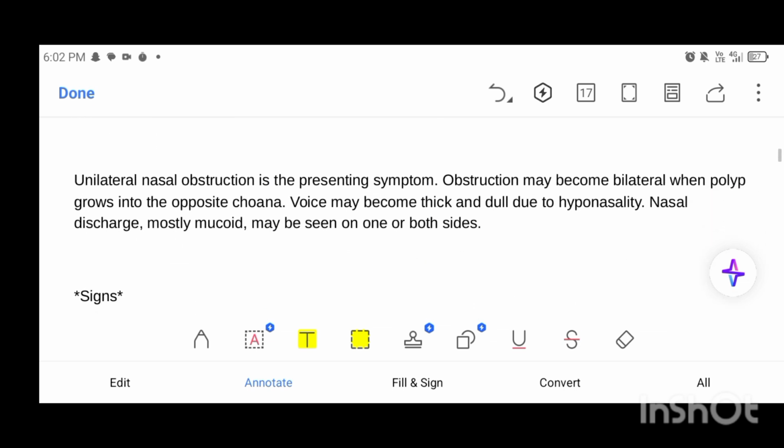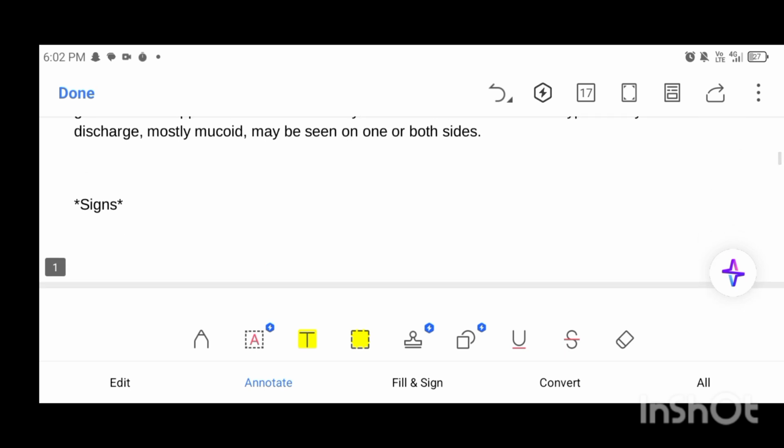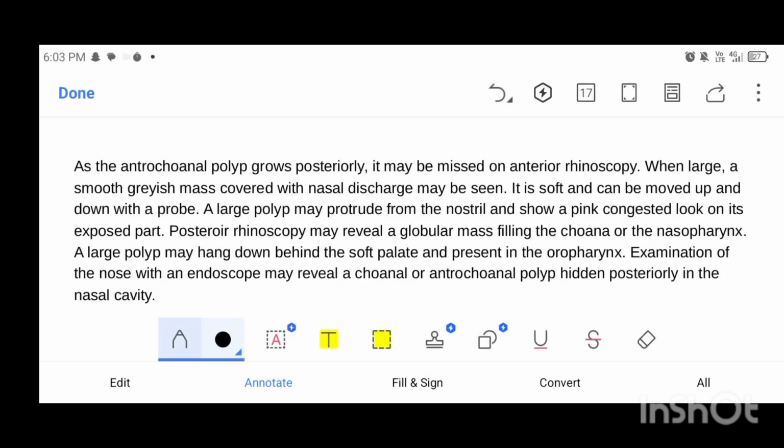Symptoms: usually the patient presents with unilateral nasal obstruction, and obstruction may become bilateral when the polyp grows into the opposite choana. It means that the polyp may also invade the opposite side of the nose or the opposite choana. Voice may become thick and dull, and nasal discharge is usually mucoid or may be seen on both sides. Now, what are the signs? Already discussed the symptoms. Now what are the signs of the antrochoanal polyp?